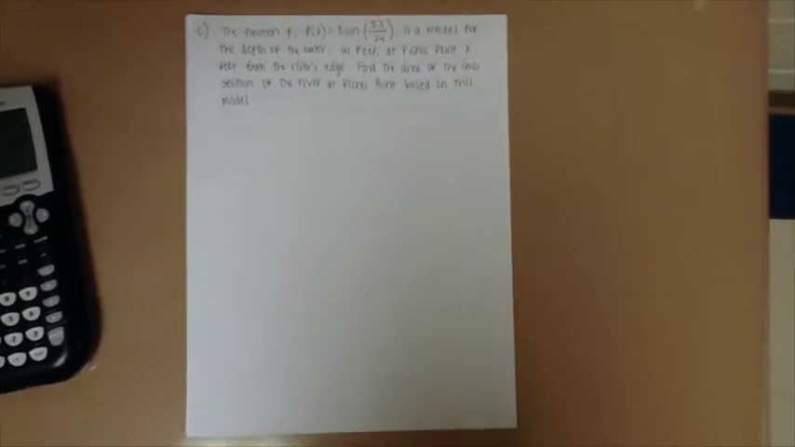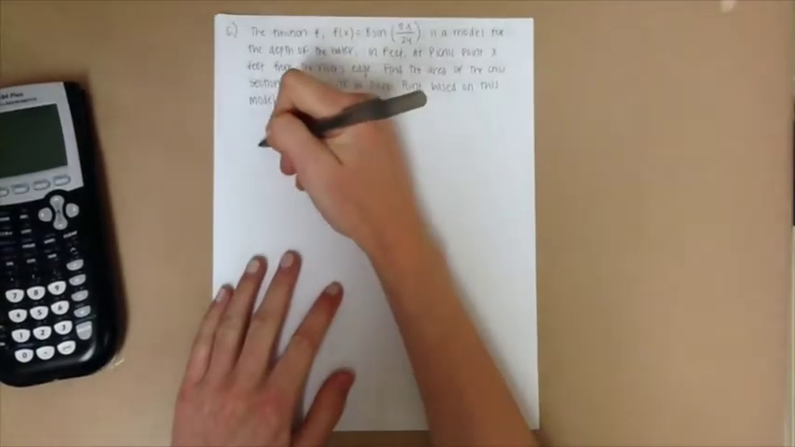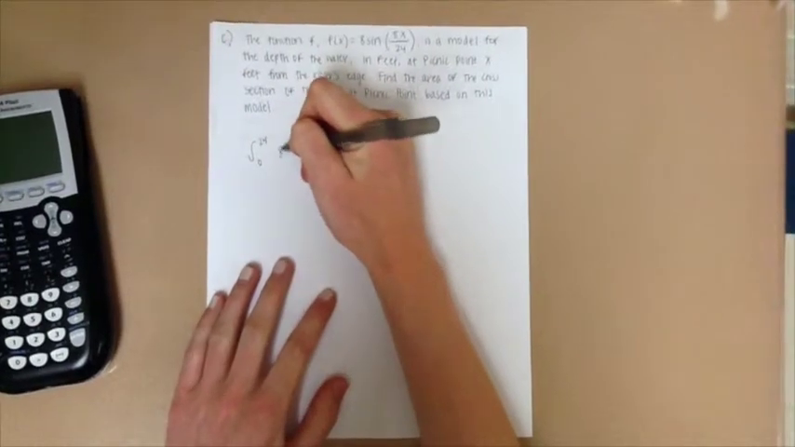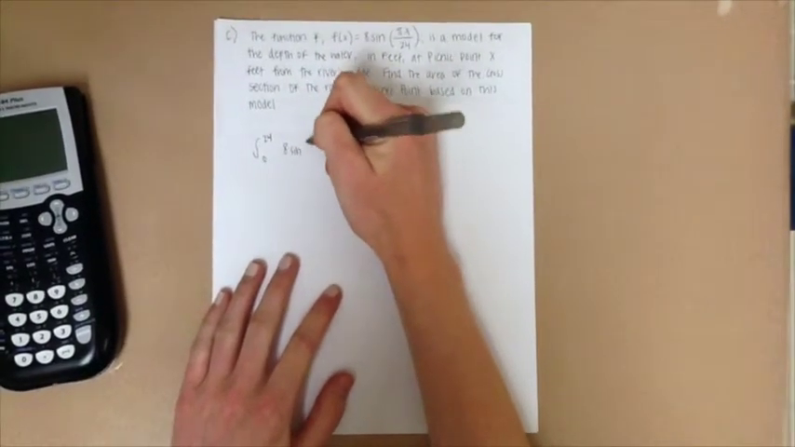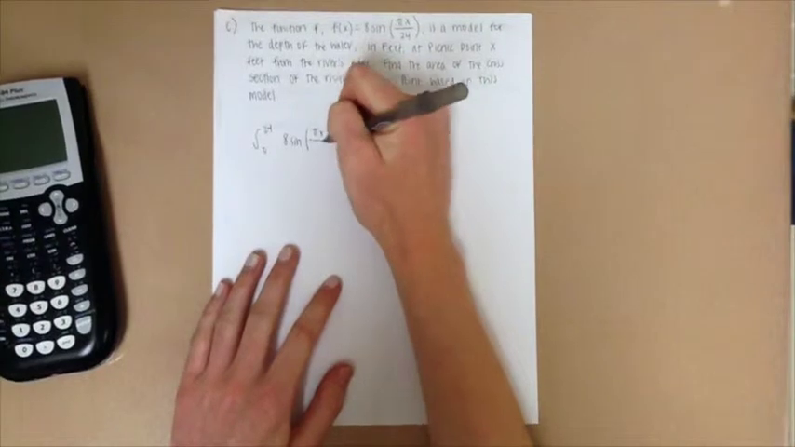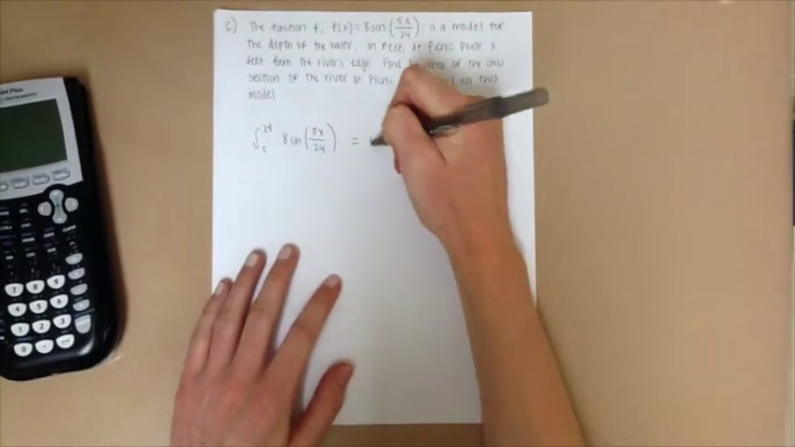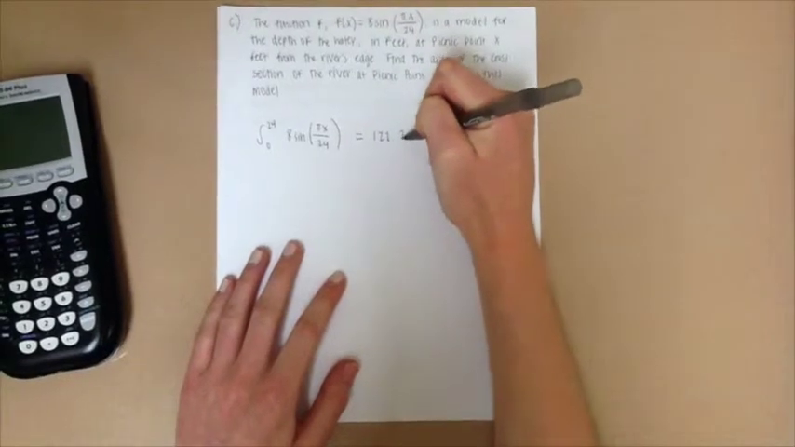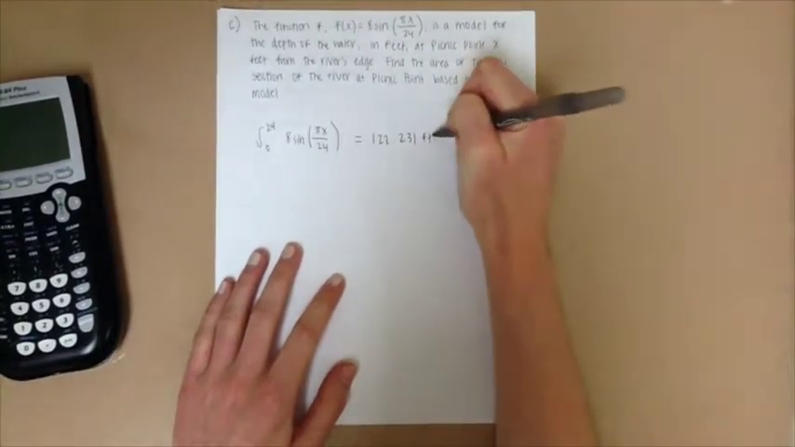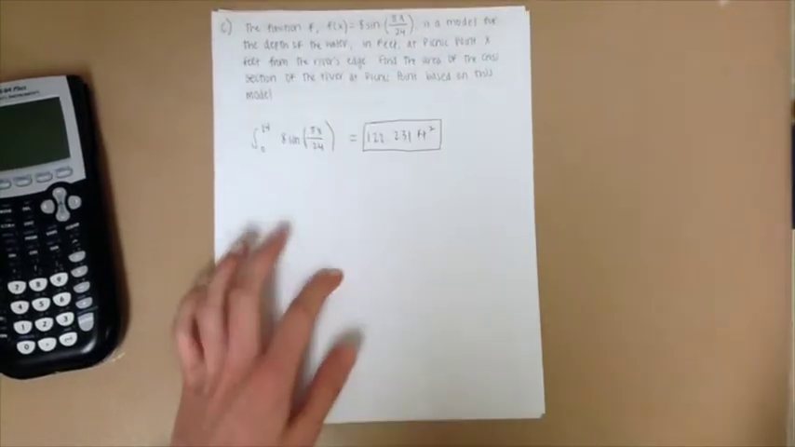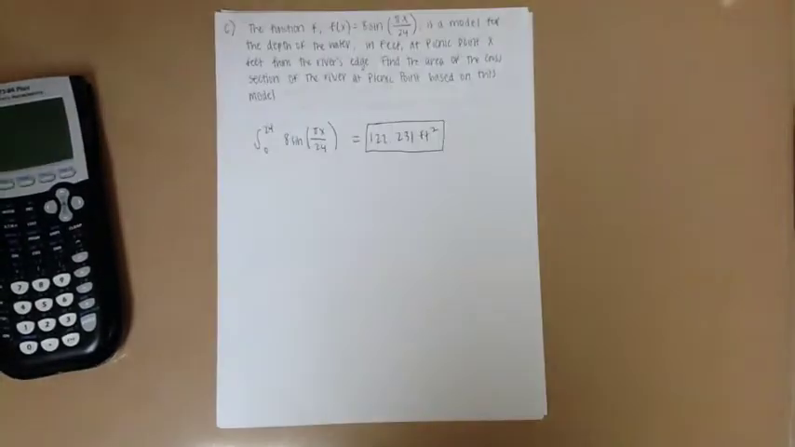In Part C, we are given a function to model the depth of the water of the river at Picnic Point. It's asking us to find the area of the cross-section based on this model. So we are going to take the integral from 0 to 24, since the river is 24 feet wide at this point, of the function. We put that in the calculator to get our answer of approximately 122.231 feet squared.